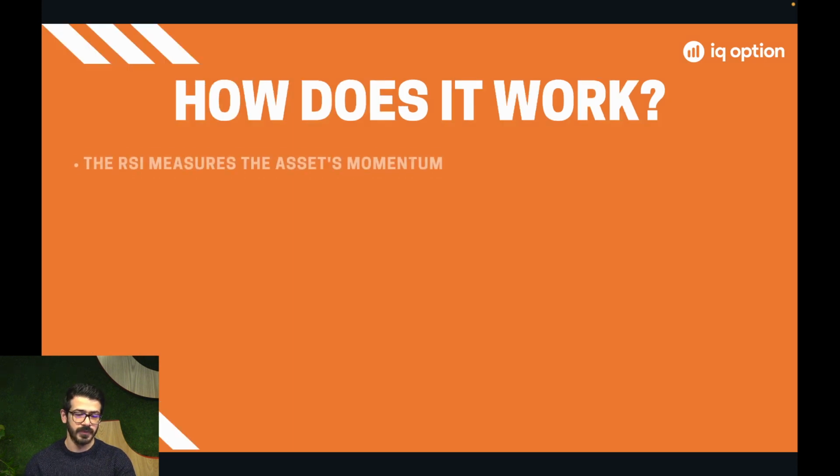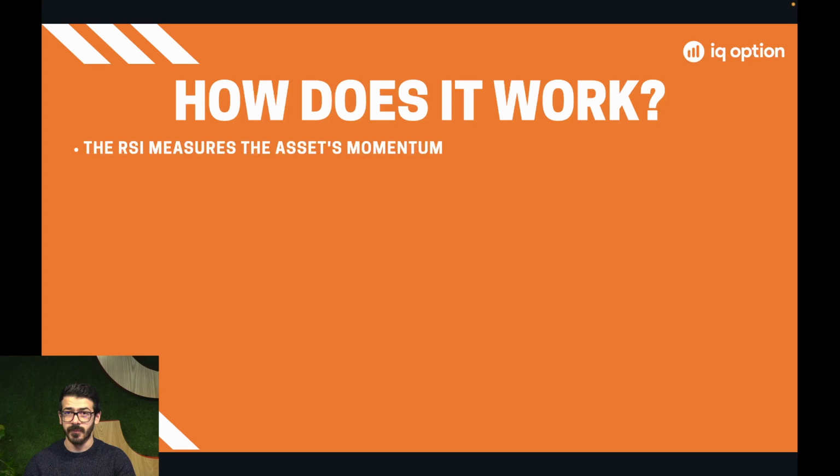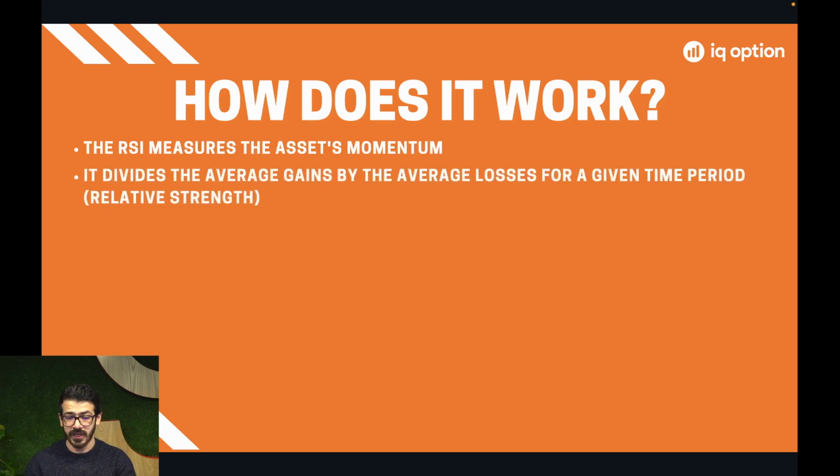How does it work? The RSI measures the asset's momentum. As I mentioned, it measures the strength of the trend, how it's moving. It divides the average gains by the average losses for a given time period, the relative strength. The RSI line ranges from 0 to 100. If you remember in the previous slide, there was a green line, a red line, and a purple line in the middle. The green line is the overbought level, the red line is the oversold level, and the purple line in the middle is the RSI, the relative strength line.